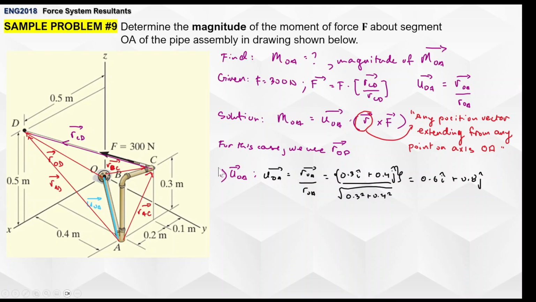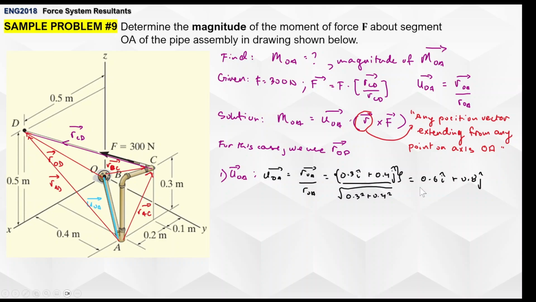Okay, so let's define muna yung unit vector OA natin. So that's gonna be the quotient ng position vector ROA. In this case, even though I said ROA yan, that's just point A lang. So ano yung coordinates at point A dito? We have 0.2 plus 0.1, so that's 0.3 i hat, and then meron siyang y na plus 0.4 j hat, pero wala siyang z. So 0 yun. So kukunin lang natin yung square root ng mga yan para makuha yung magnitude ng ROA, and we have 0.6 i hat plus 0.8 j hat.